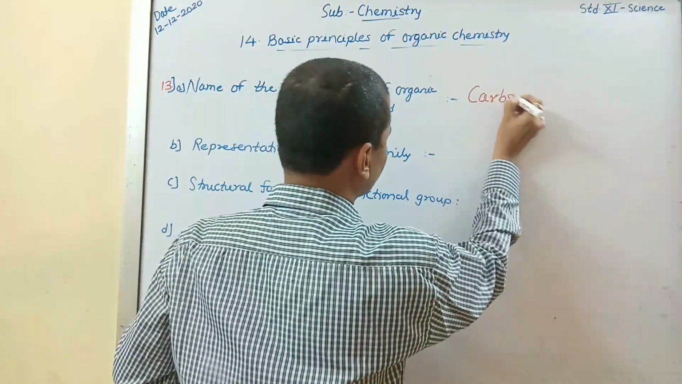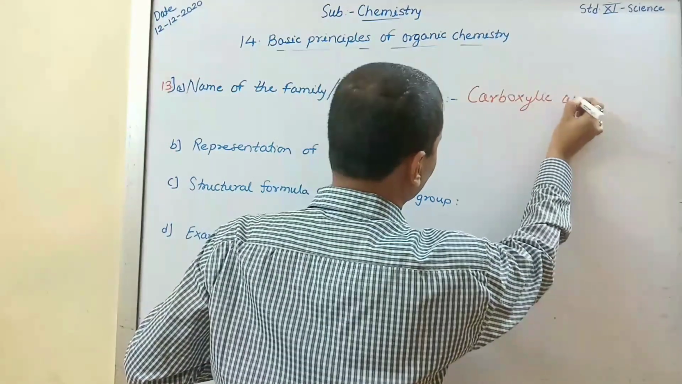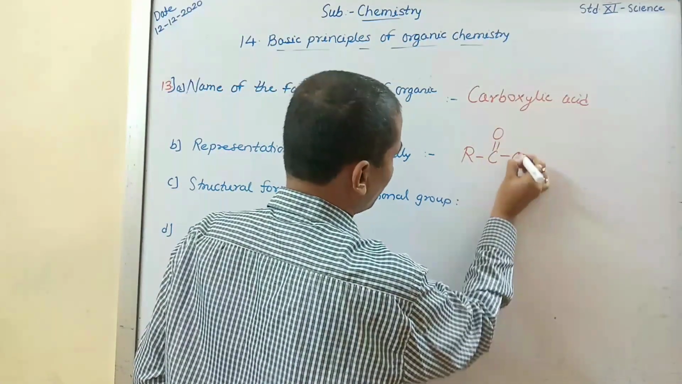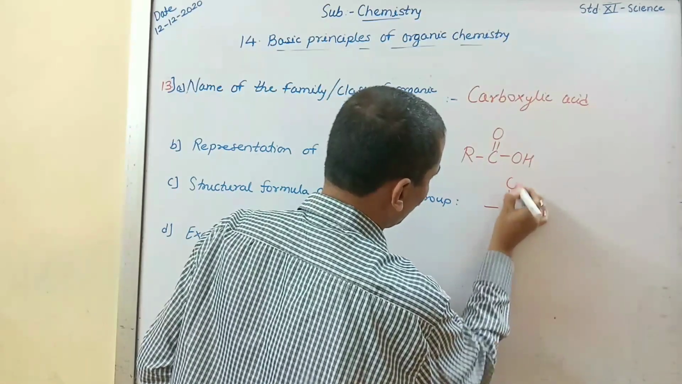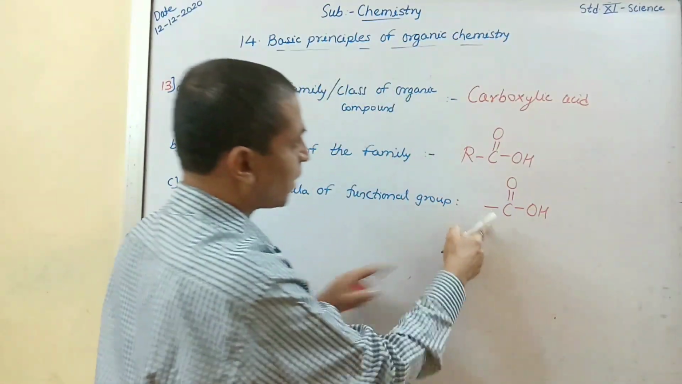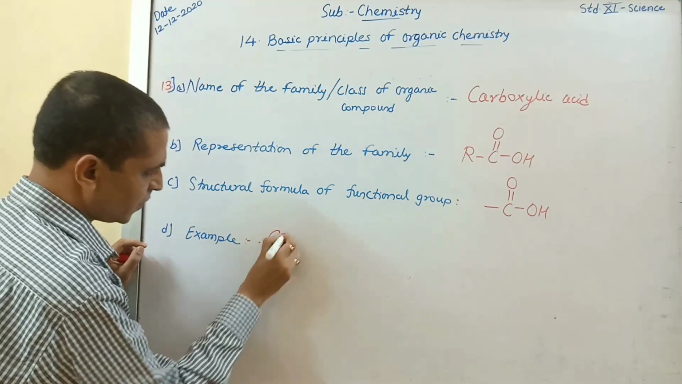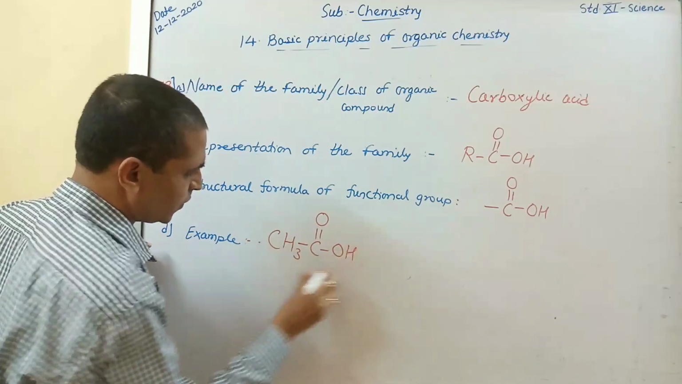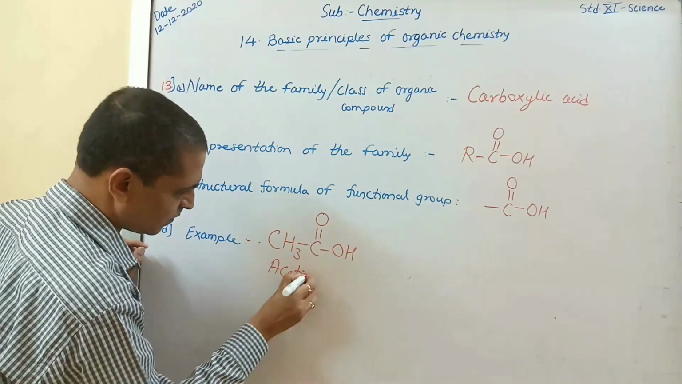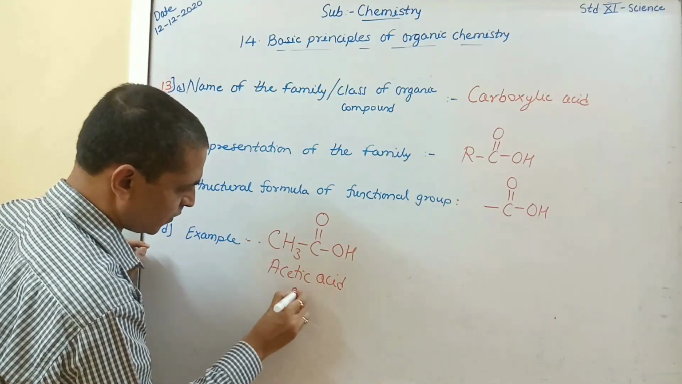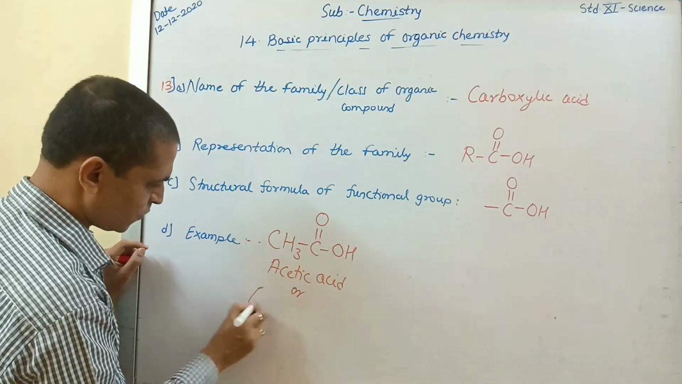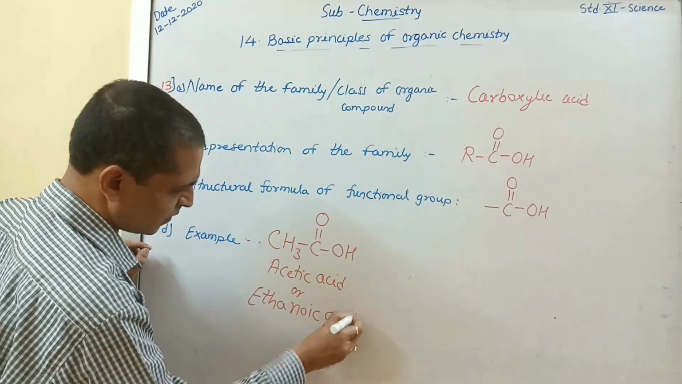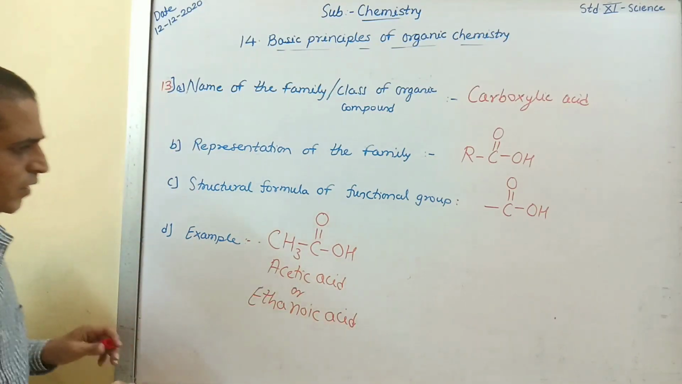Carboxylic acid. General formula is RCOOH. Here COOH, this is the carboxylic group. And if you put CH3COOH, it is called as acetic acid. Or it is also called, two carbon atoms, so it is ethanoic acid. Remember that. Ethanoic acid.